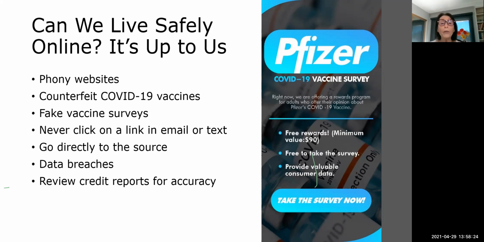And then I want to talk about the phony vaccine surveys. Now take a look at the flyer on the right-hand side of your screen. This is the real flyer that's going around on email and text messages. And it looks pretty legitimate, doesn't it? Yeah, it's got a big Pfizer on the top and it says, hey, if you agree to take the COVID-19 vaccine survey, you could get at least $90 in rewards. Well, that sounds pretty good.